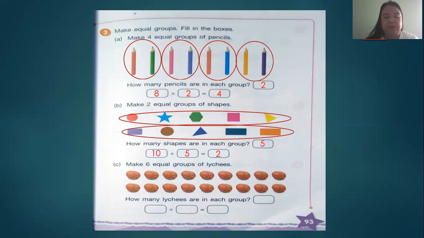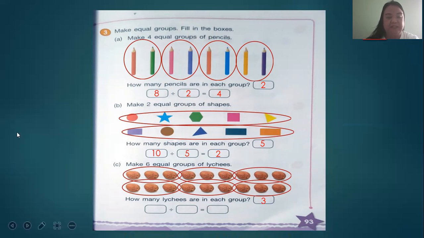Next, letter C. Make 6 equal groups of lychee. So how many groups can you get and how many in each group? Okay, let's try to put 3. 1, 2, 3, 4, 5, 6. So there are 6 equal groups. How many in each group? Very good, 3. So now, how many lychees do you have? Let's count.